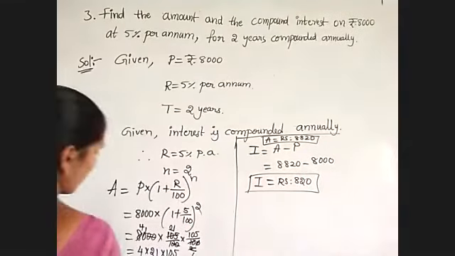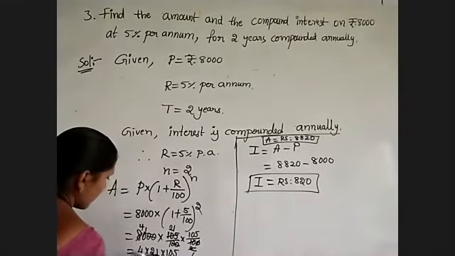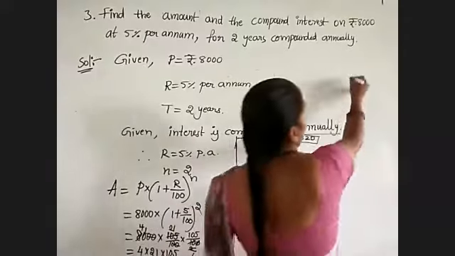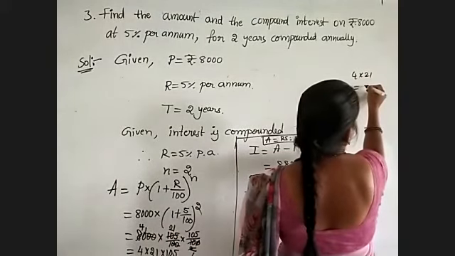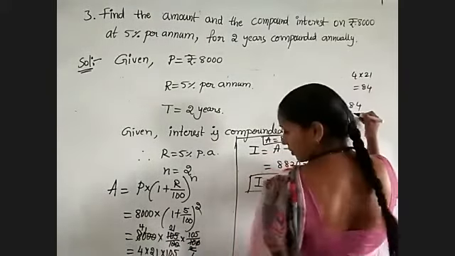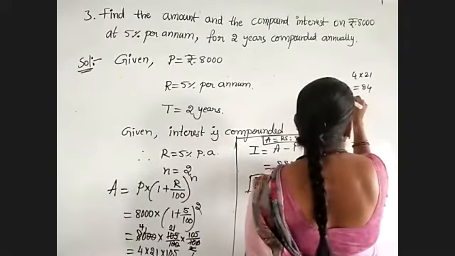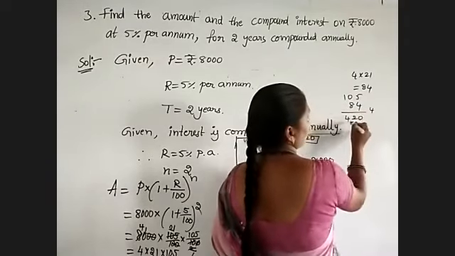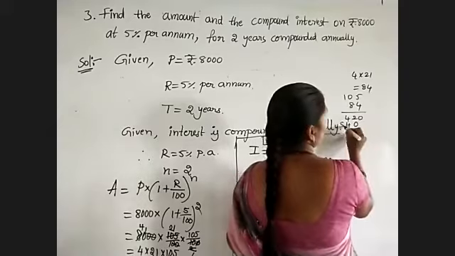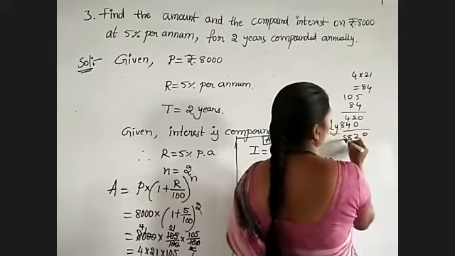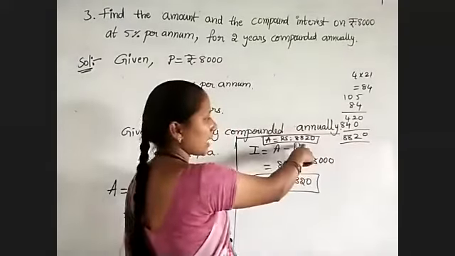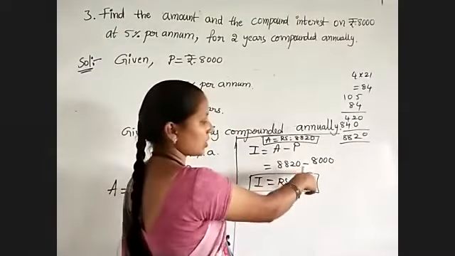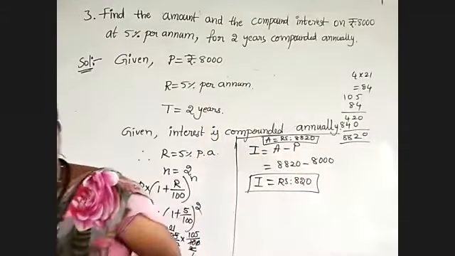Here it is invisible: 4 into 21 into 105. Observe that. 4 into 21 is equal to 84. And 84 into 105. 4 fives are 20, 4 ones are 4. 8 fives are 40, 8 ones are 8. 8,820 we are getting as the amount. Interest is equal to amount minus principal, which is equal to 8,820 minus 8,000, which is equal to 820. Very simple question.